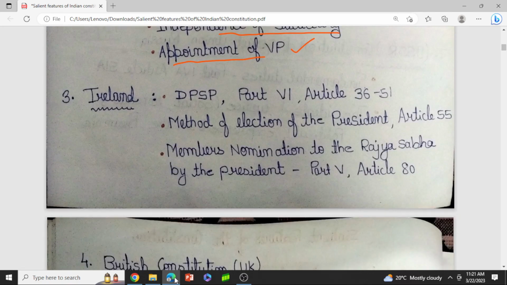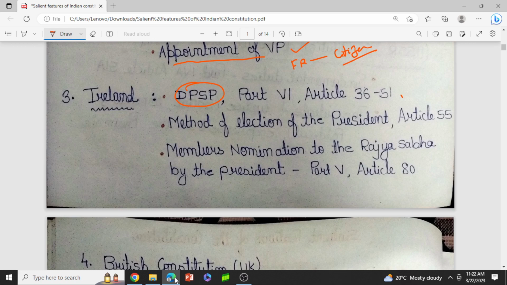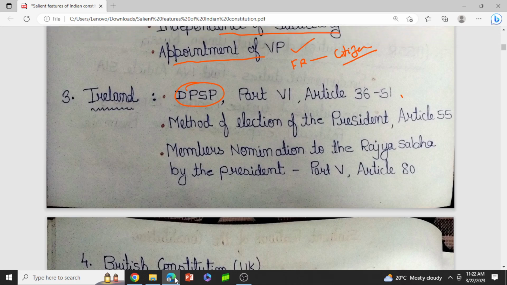Then DPSP, Directive Principles of State Policy. Our fundamental rights are the rights provided to the citizens of the country, and some of them are provided to non-citizens as well. These fundamental rights are justiciable, in the sense that if anyone takes away my fundamental right or stops me from practicing it, I can directly go to the Supreme Court.